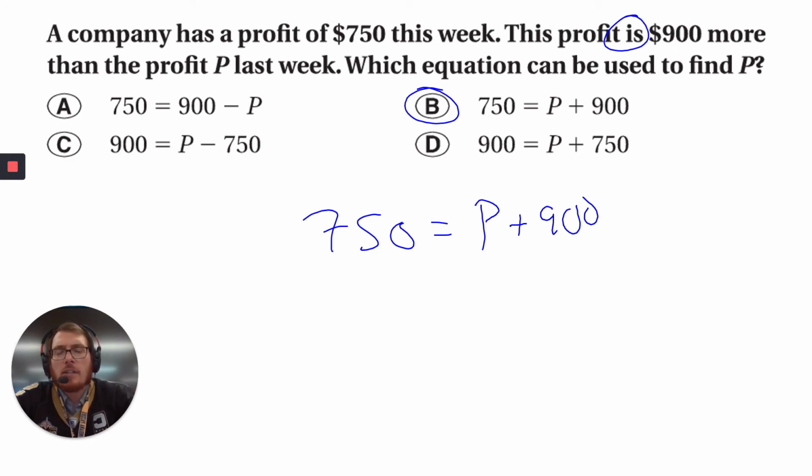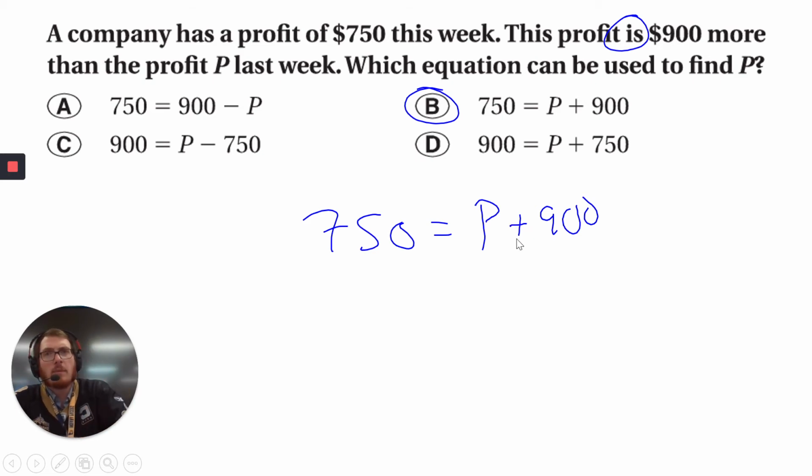The next question is just setting up an equation from a situation. The key to some of these questions is the word is. So a company has a profit of 750, so I write 750. This profit is, the word is equal to, and then you just read the last part of the statement and say, okay, 900 more than last week's profit P. Well, 900 more than would be plus.